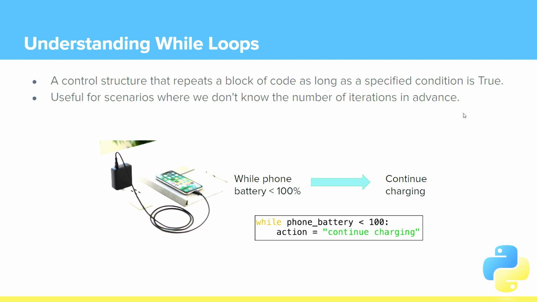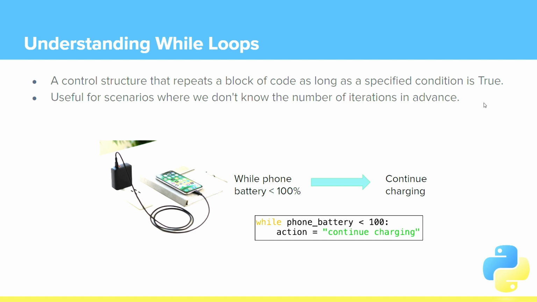A while loop is a control structure, just like our if-else conditionals and control structures, that repeats a block of code as long as the specified condition is true. So it's useful for scenarios where we don't know the number of iterations in advance, or if we have some sort of counter we're trying to iterate through.